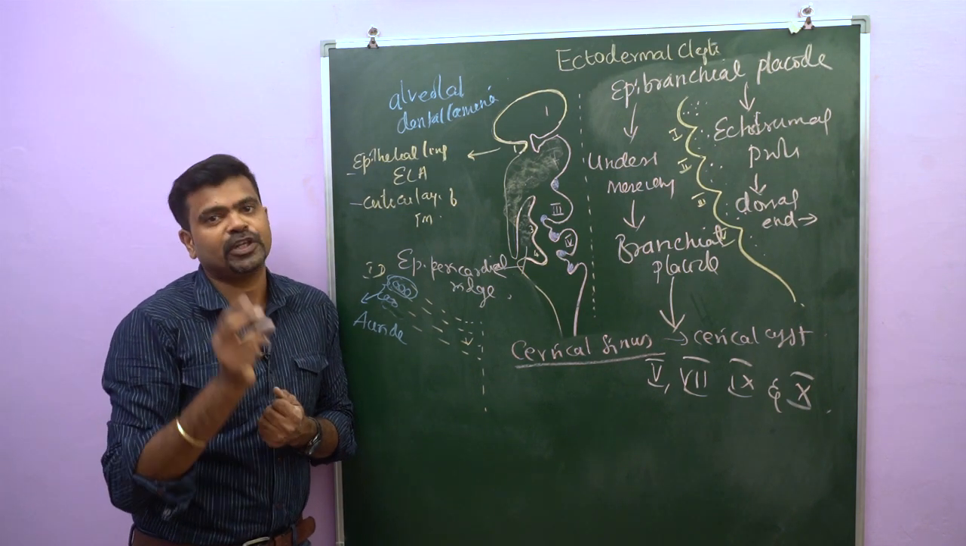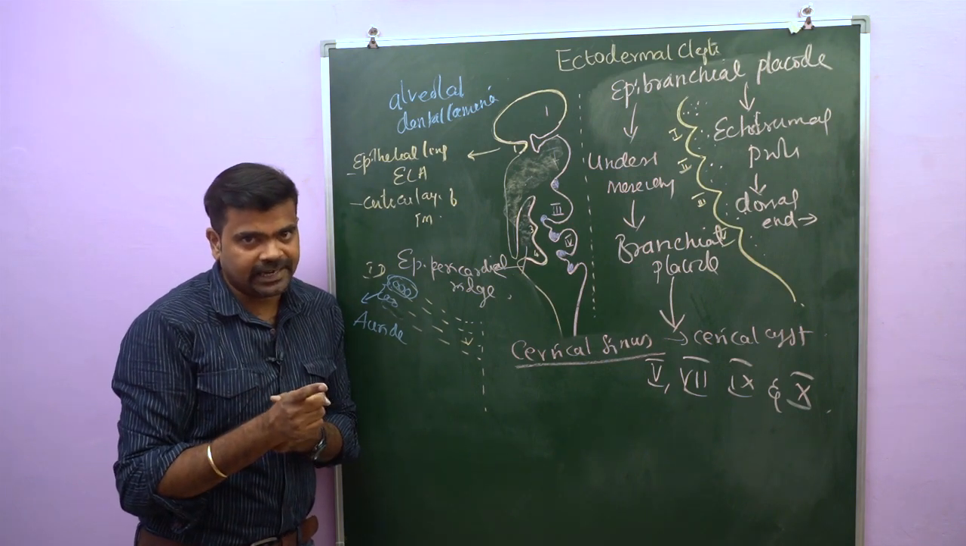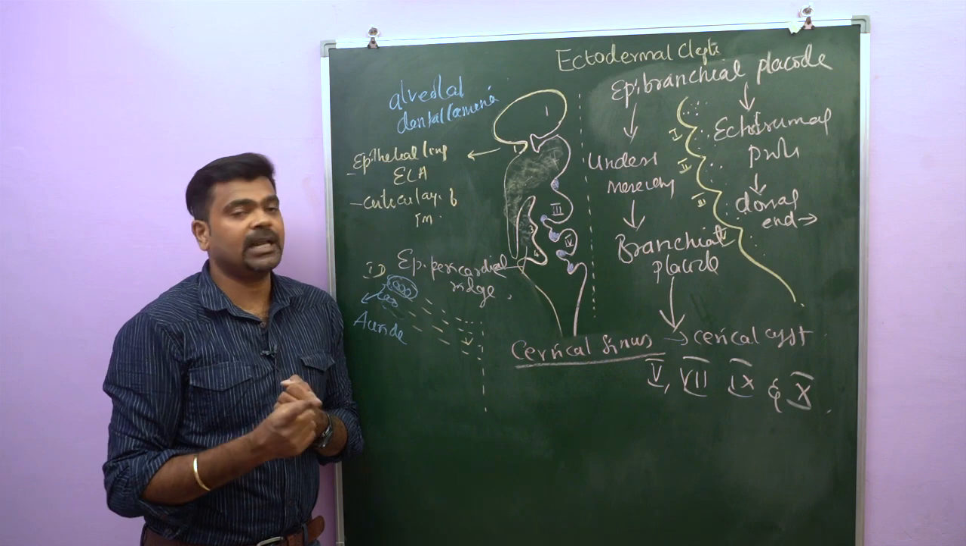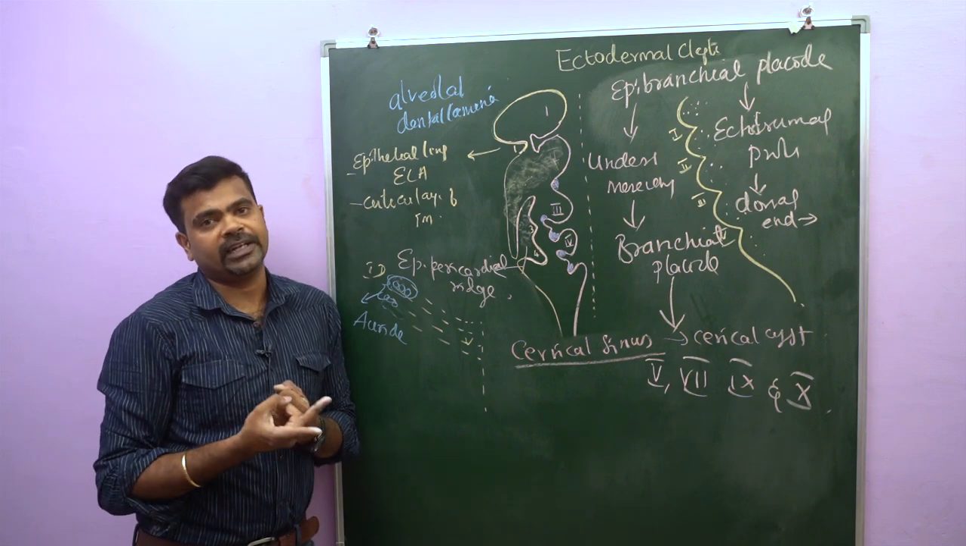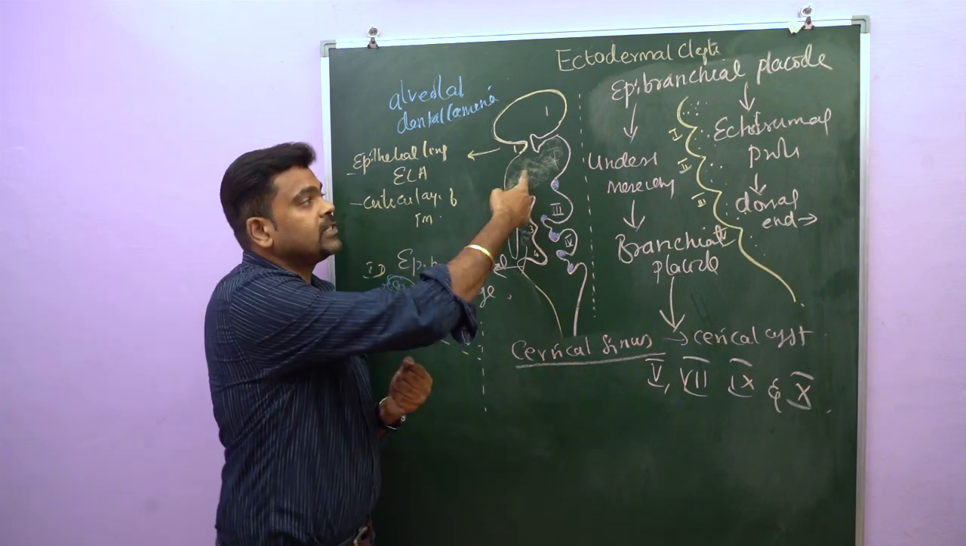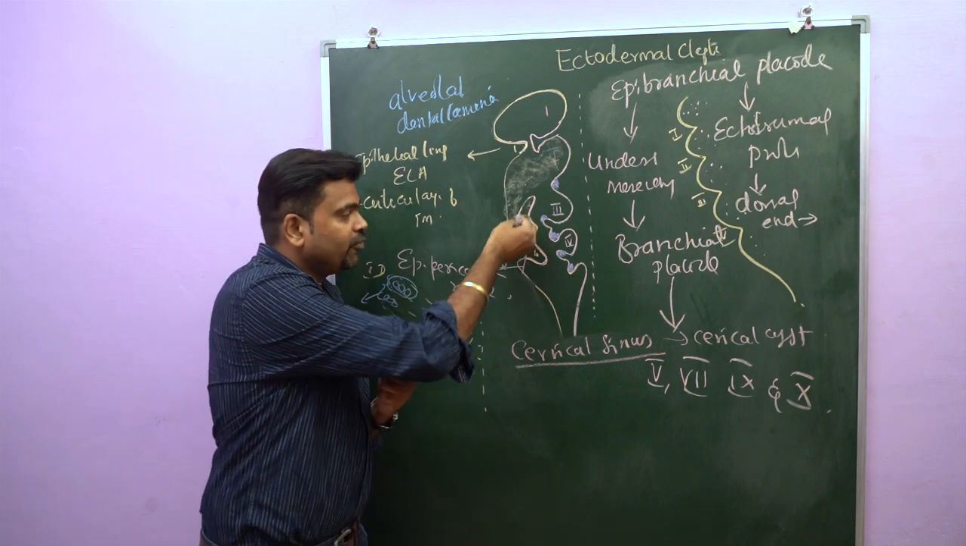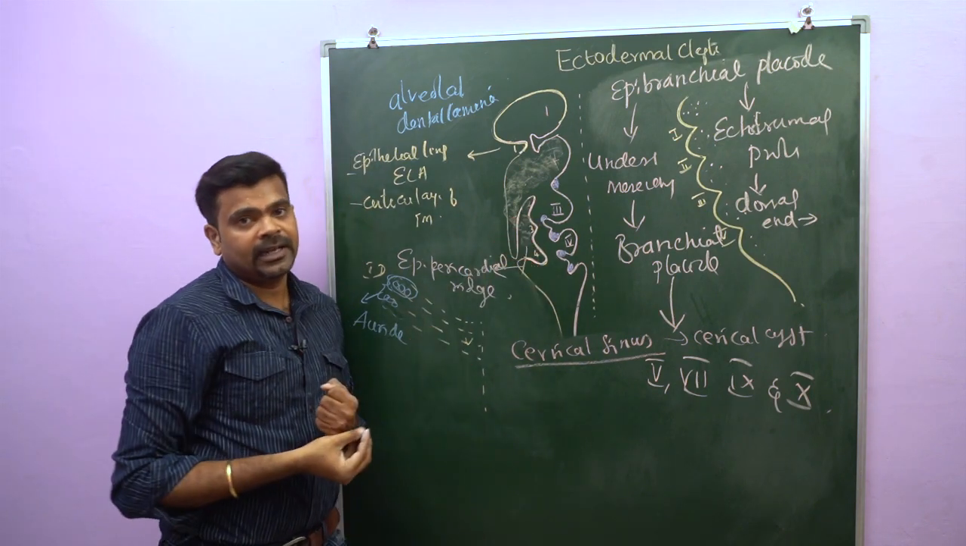So in the ectodermal cleft, you want to remember 2 points. That is, the first ectodermal cleft, especially from the dorsal end, gives rise to the lining epithelium of the external acoustic meatus and the cuticular layer of the tympanic membrane. And what about the second arch mesoderm? This second arch mesoderm will grow rapidly. As a result, it forms an overhanging and fuses with the epipericardial ridge.